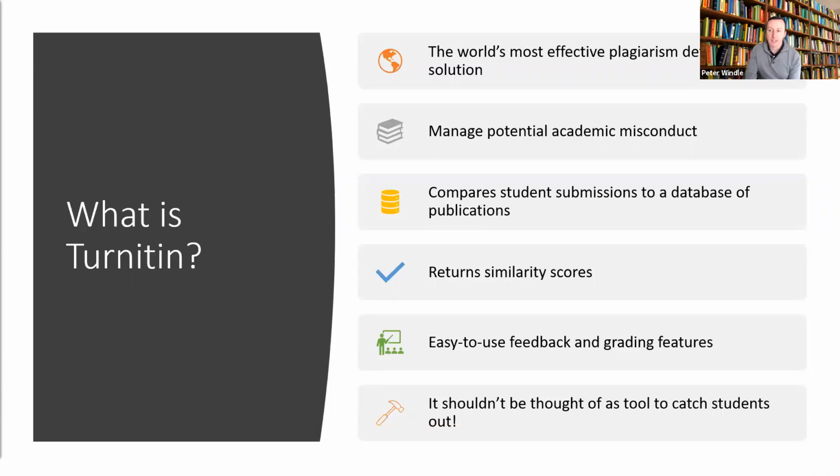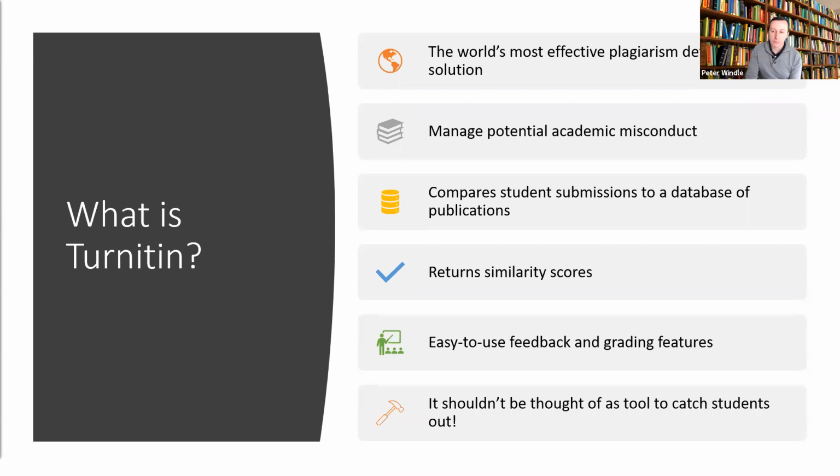It's the world's most effective plagiarism detection solution, and helps you manage potential academic misconduct. It compares student submissions to a database of publications, and I'll talk to you more about that database in a few minutes. And it returns a similarity score, so how similar is the student's paper compared to that database. It's easy to use. It has a feedback tool called Feedback Studio, and it's got some excellent grading features such as the rubric and rubric manager.